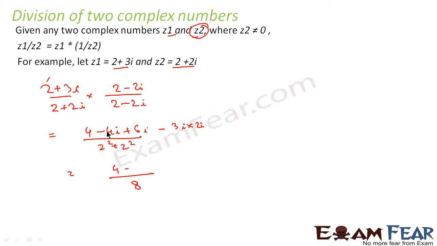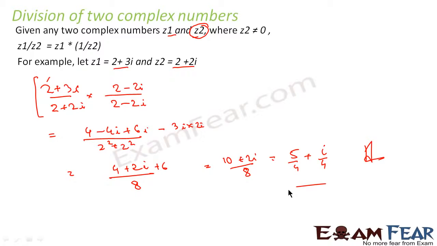So what we get is, in the denominator, 4 plus 4 is 8. In the numerator, we get 4 minus 4i plus 6i, which is equal to 2i. This is minus 6i square. So i square is equal to minus 1, so this will become plus 6. So the answer is 10 plus 2i by 8, or you can say 5 by 4 plus i by 4. This is the answer. So you have seen what we have done. We have derived a number, and now we rationalize this, and then we solve this to get the answer.